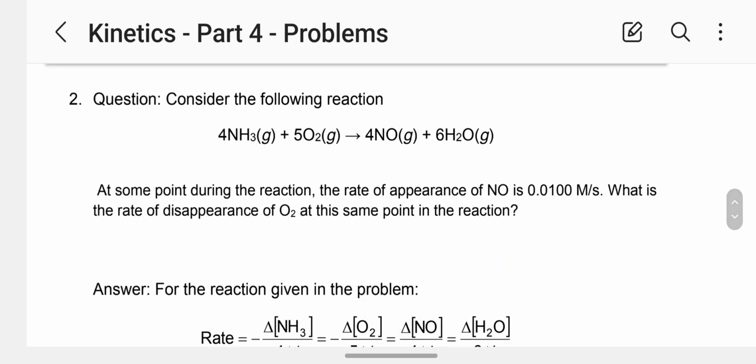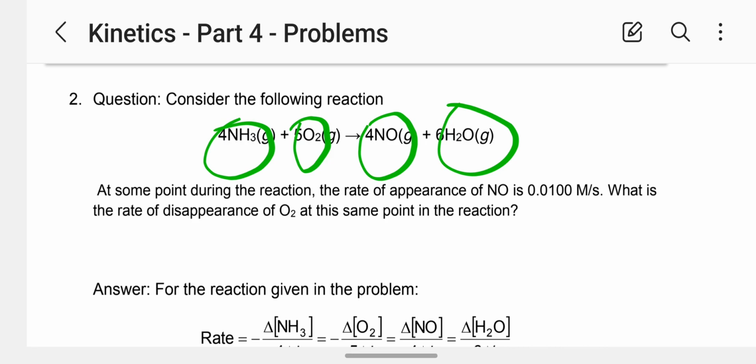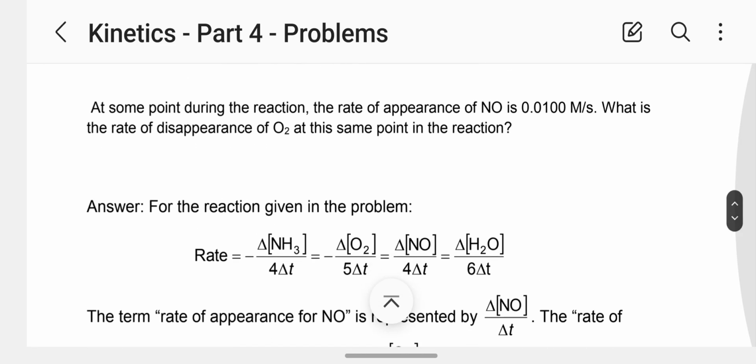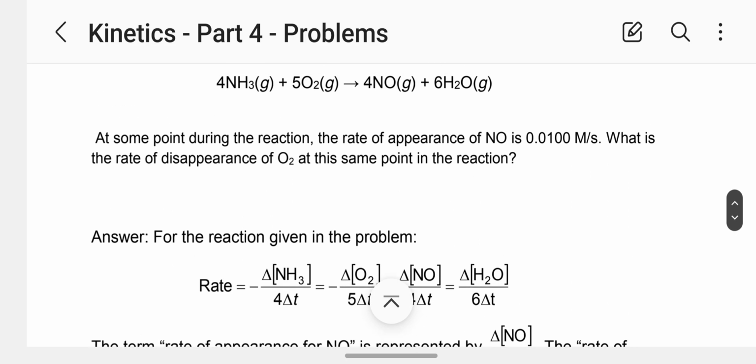Now let us consider the next question. Consider the following reaction. The reaction is in terms of ammonia gas, in which 5 moles of oxygen has been added. We have 4 moles of sodium oxide and 6 moles of water. At some point during the reaction, the rate of appearance of sodium oxide is 0.100 molar per second. What is the rate of disappearance of oxygen gas at the same point in the reaction?